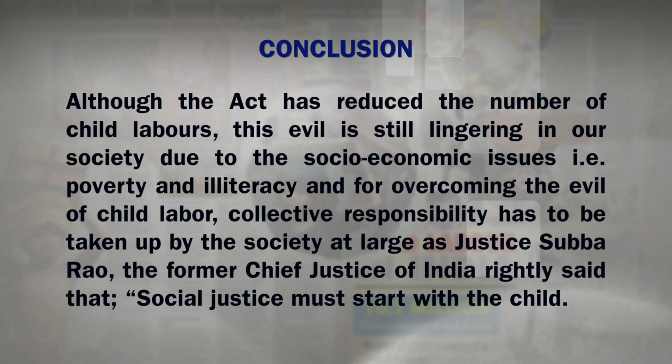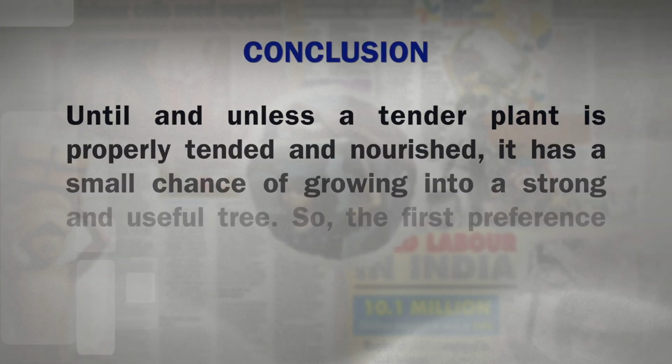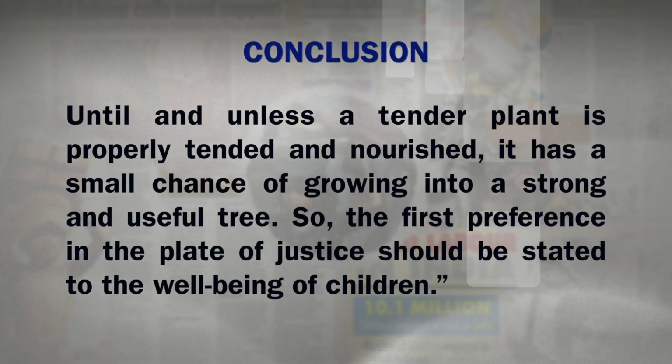As Justice Subba Rao, the former Chief Justice of India, rightly said, social justice must start with the child. Until and unless a tender plant is properly tended and nourished, it has small chance of growing into a strong and useful tree. So, the first preference in the plan of justice would be given to the well-being of the children.